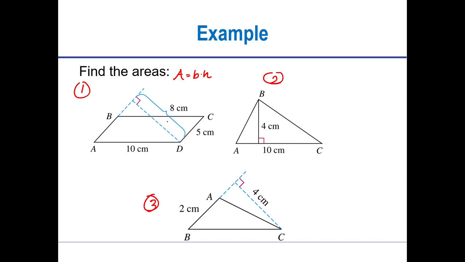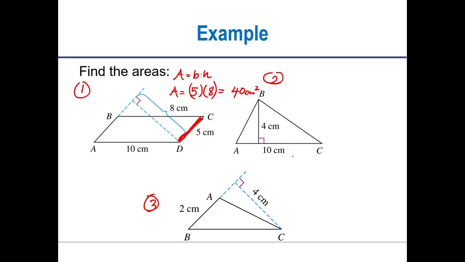So I know the height is going to be 8 centimeters, and the base has to be perpendicular to the height. So the base here is going to be the 5 centimeters. So do not use the 10 centimeters. It must be the 5 centimeters because that's taken along a perpendicular. So we know the area is equivalent to the base, which is 5, times the height, which is 8. That gives us 40 centimeters squared.